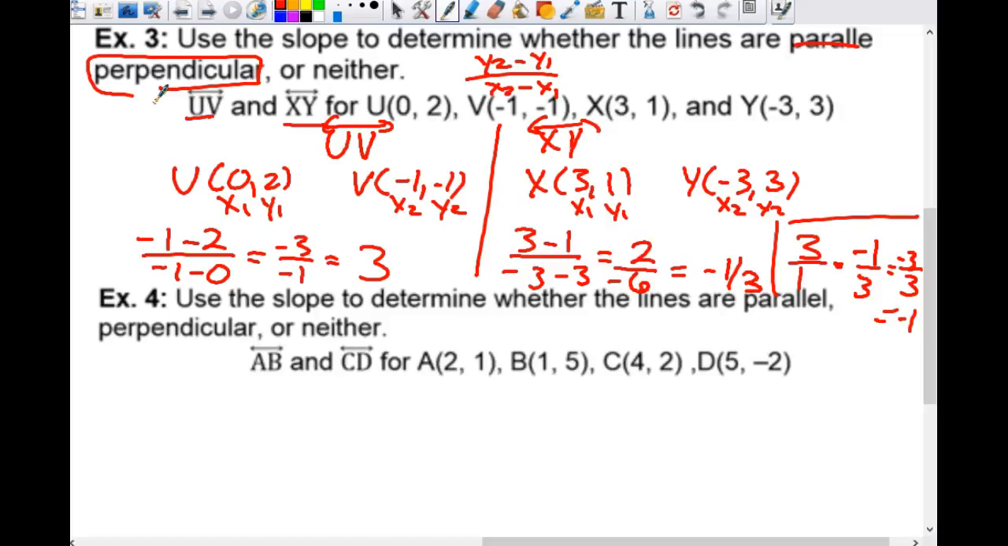When I multiply, I did 3, which is the same as 3 over 1, times -1 over 3. Multiply across.